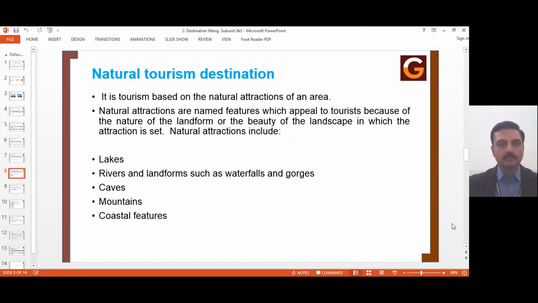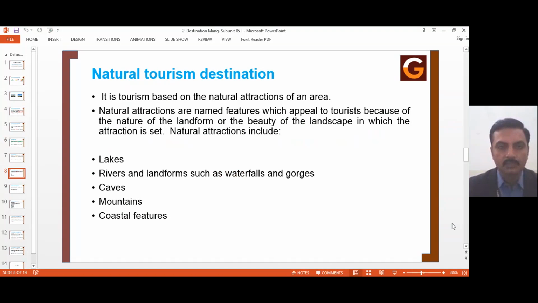Now we come to the basic classification of tourism destinations. We say that there are two types of tourism destination basically. First, the natural tourism destination, where the destination encompasses natural beauty or natural structures which have been developed as a tourism point or where tourists are coming to enjoy the natural beauty. Examples may be lakes, riverfronts, landforms, different types of waterfalls, gorges, grass fields, caves, mountains, coastal features, coastal regions.